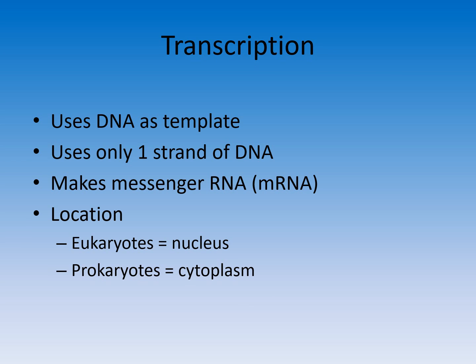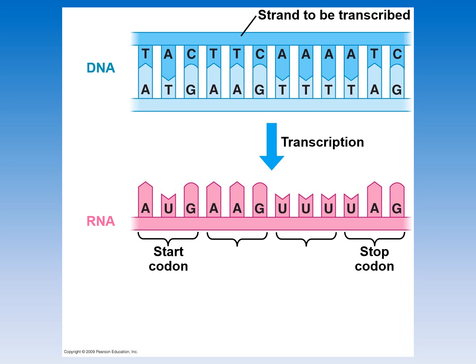So what's the process of transcription? In transcription, we're using that DNA as a template. We are only going to use one strand. We're going to ignore the other strand. Yes, I know DNA has two strands, but it's only going to use one of them. And it's only going to use a portion of one. It's not going to read the whole thing at one time. It's going to make that messenger mRNA. Once again, location for this for eukaryotic cells is in the nucleus. For prokaryotic cells, it would be in the cytoplasm because they don't have the nucleus.